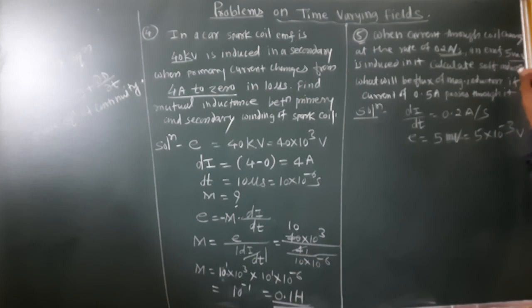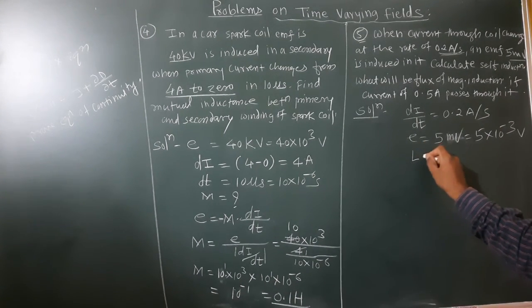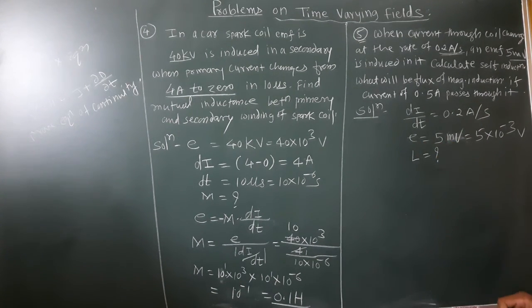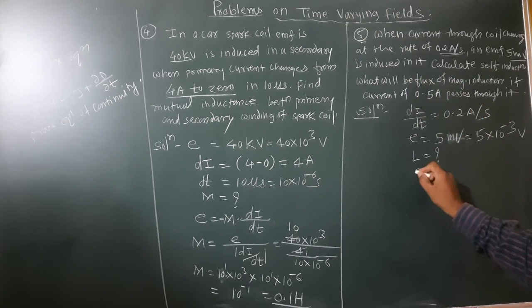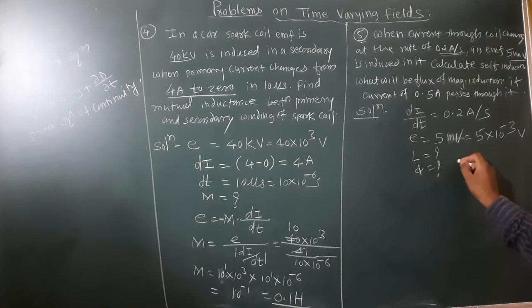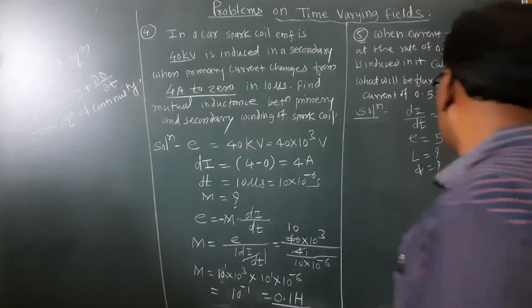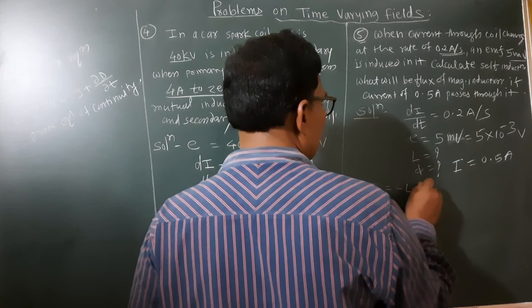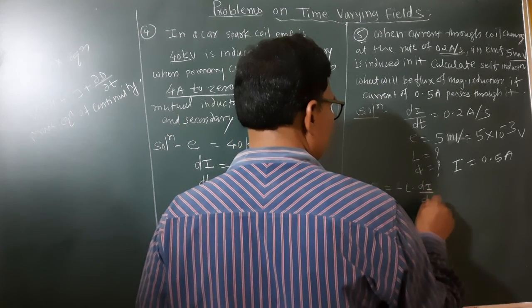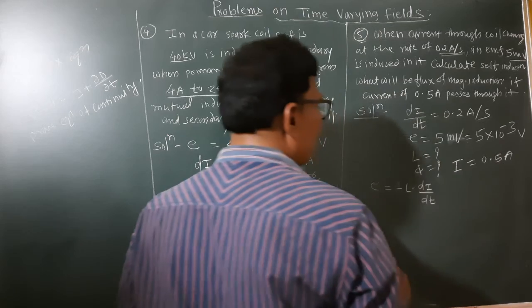Calculate the induced self-inductance. First of all we have to calculate L, and then what will be the flux of magnetic induction phi when the current flowing through the circuit is 0.5 ampere. First of all, we calculate L: E is equal to minus L into dI by dt. Substitute the values first.